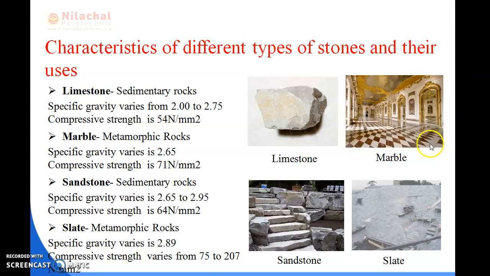Next is slate. Here is the diagram of slate, you can see here. Slate is known as metamorphic rocks, and its specific gravity is 2.89, and its compressive strength varies from 75 to 207 Newton per millimeter square. The uses of slate are roofing, walls, sills, damp proof courses, etc.